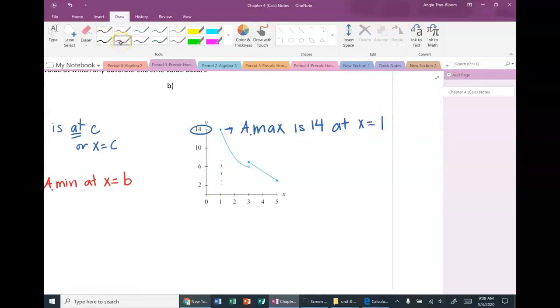Then similarly, we are going to find the lowest value. Well, down here, this is your lowest y value. So absolute min is, this looks like what? Slightly over 2. So for the sake of simplicity, we'll call it 3, is 3 at x equals 5. So don't forget, if I'm looking for what is the absolute max or what is the absolute min, you're giving me the y value.